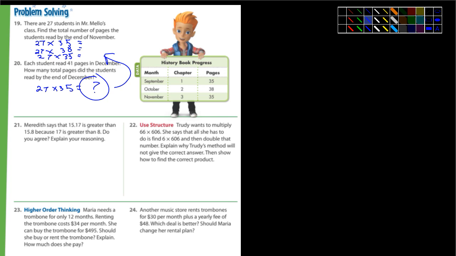Number 22, use structure. Trudy wants to multiply 66 times 606. She says that all she has to do is find 6 times 606 and then double the number. Explain why Trudy's method will not give the correct answer, because it won't. That will not work. In fact, a student asked me something similar to this the other day. And then show how to find the correct product or answer, because a product is the answer to a multiplication problem. So definitely want you to do 22.